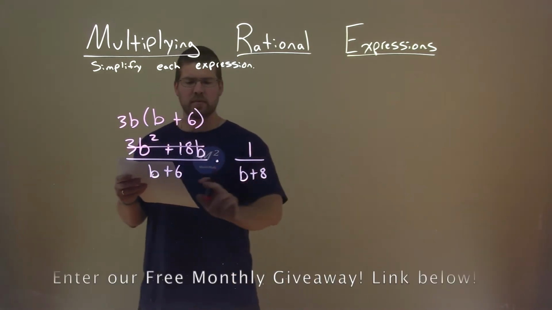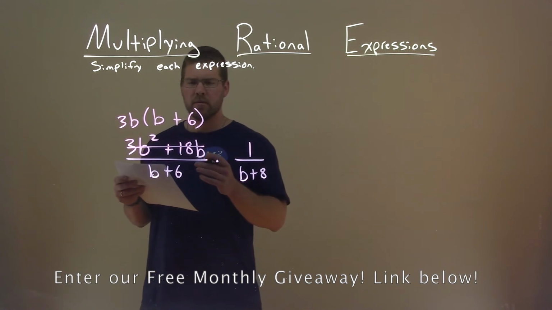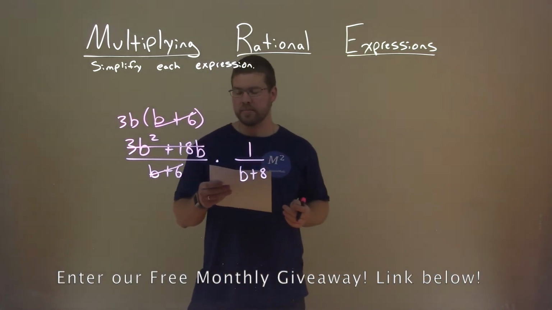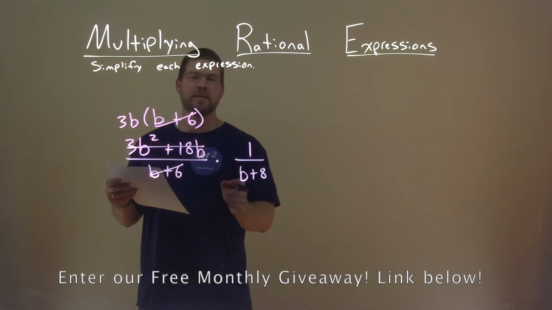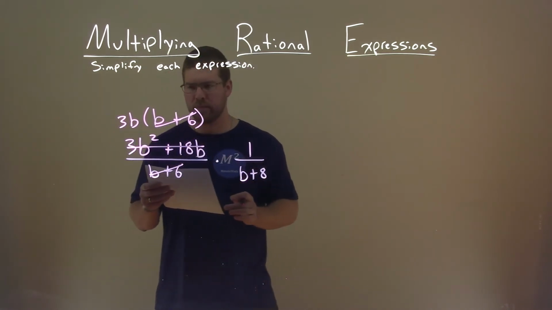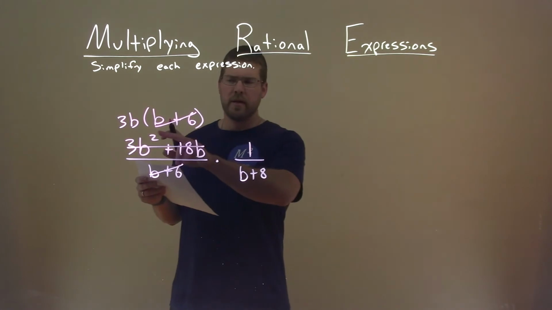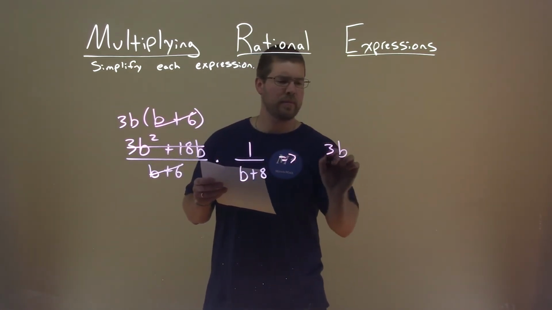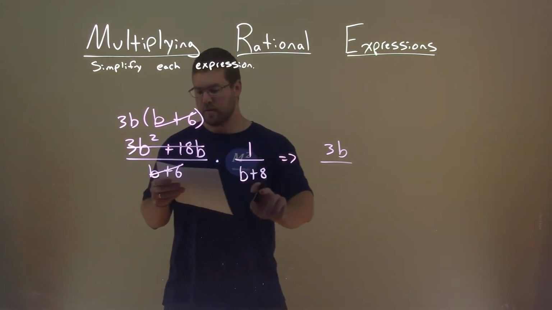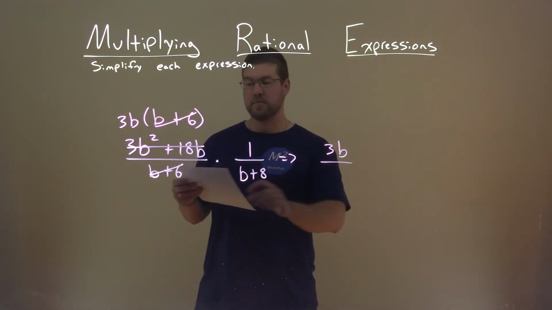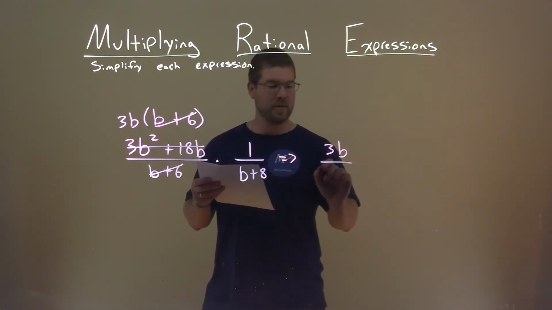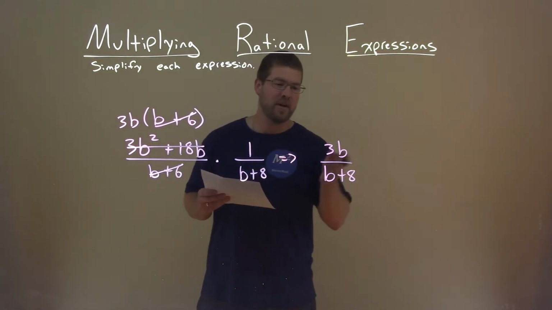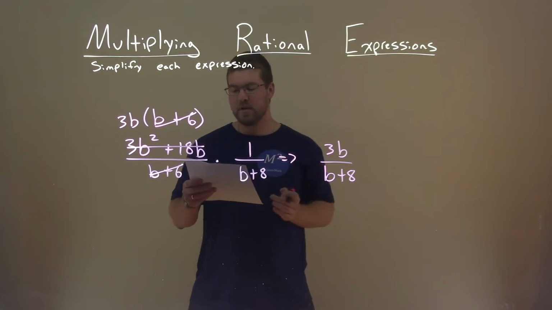Nothing else really simplifies here. Well, kind of. b plus 6 and b plus 6 will cancel out. Now, nothing else really simplifies from the numerator to the denominator. So let's multiply out the numerator. 3b times 1 is 3b. Denominator, b plus 6 and b plus 8. Well, no b plus 6, it's just a b plus 8. And so, that's it. That's our final answer, 3b divided by b plus 8.